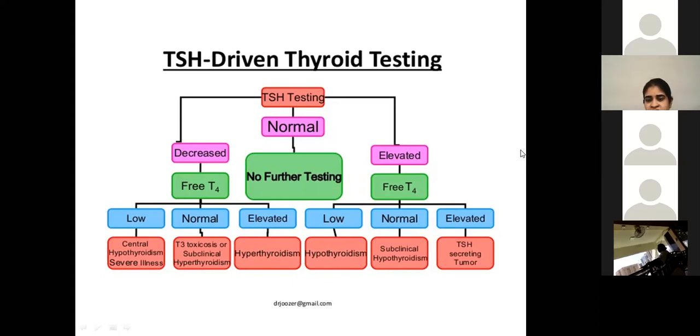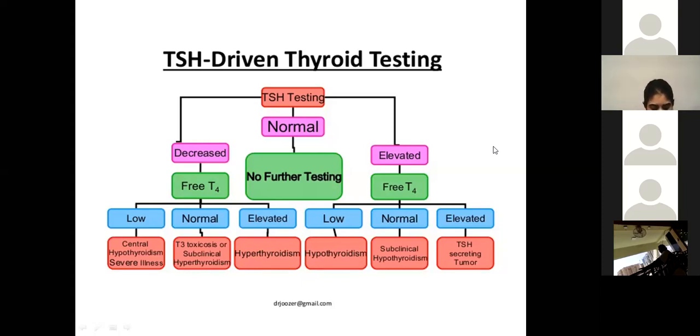and you have an elevated level of free T4, it is definitely a TSH secreting tumor, because the more the TSH is being released, the more T4 is getting released. Like I said, it's causing a case of central hyperthyroidism, or secondary hyperthyroidism.